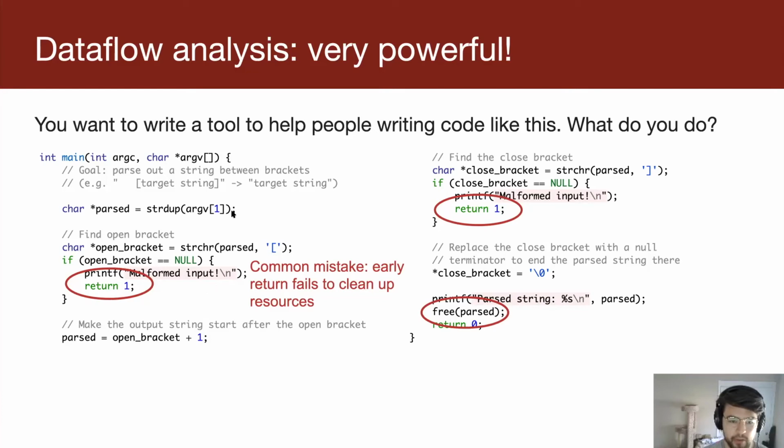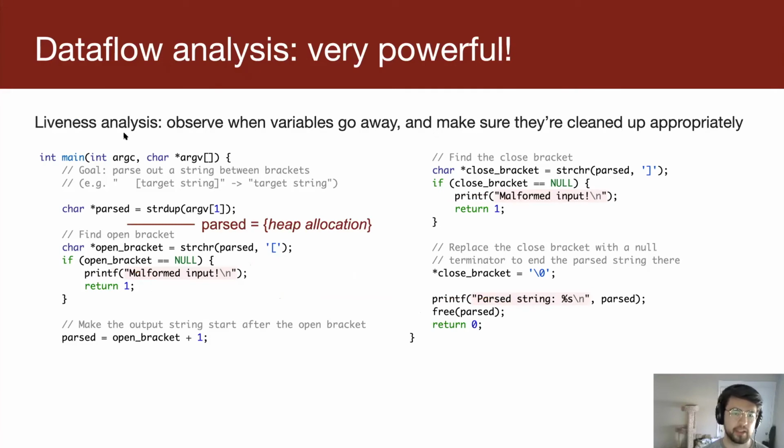So can you write a tool that is able to go through this code and find these kinds of mistakes? And it turns out that the same technique, Dataflow analysis, can find these sorts of issues too. There's something called liveness analysis, which is the same thing. But instead of trying to figure out what values these have, it's trying to figure out when these variables are alive, like when they're actually being used. And if we get to the end and they're still alive, like, let me just walk through it and you'll see.